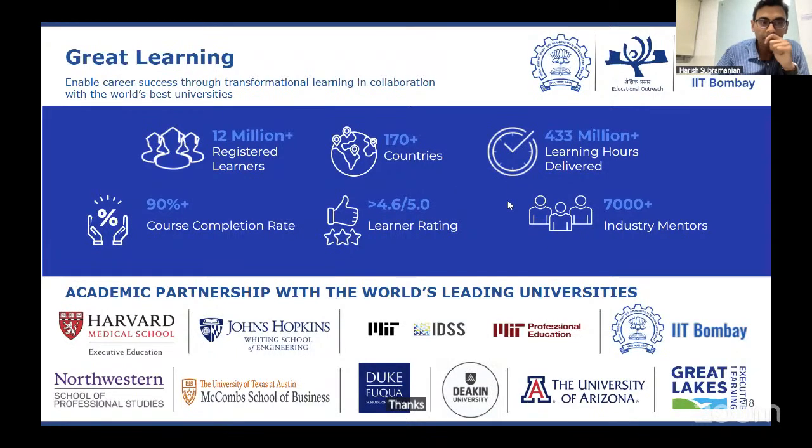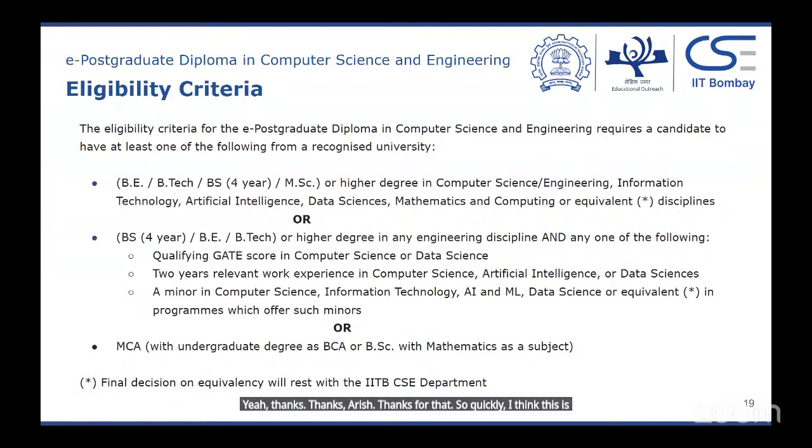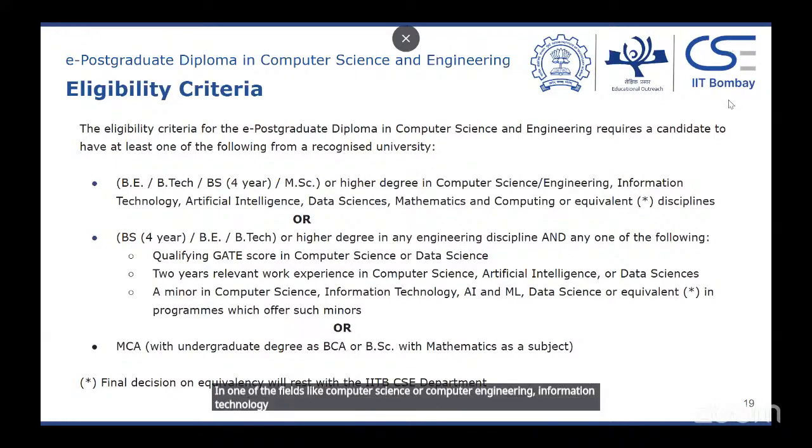Thanks, everyone. Thanks, Harish. Thanks, Sharath. So quickly, I think this is something that a lot of candidates have asked, so I'll jump to it. In terms of eligibility criteria, first of all, any candidate who wants to apply to this e-Postgraduate diploma needs to have one of the following degrees from a recognized university. The first category is candidates who have either a BE or a BTech or a 4-year BS degree or an MSc or any other higher degree in one of the fields like computer science or computer engineering, information technology, artificial intelligence, data science, mathematics, and computing or equivalent disciplines.